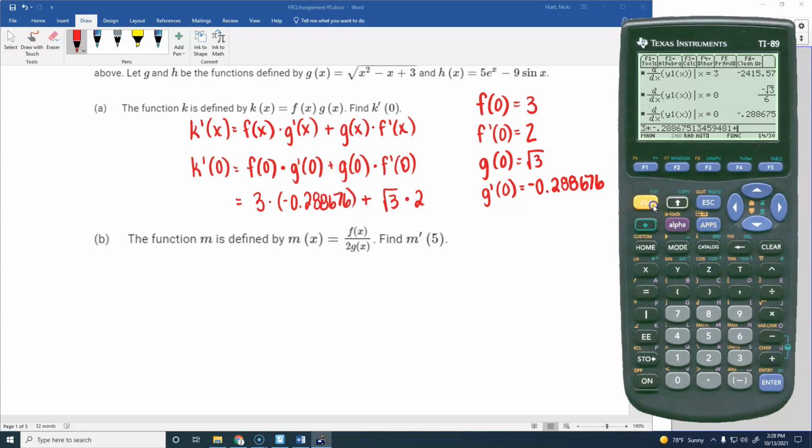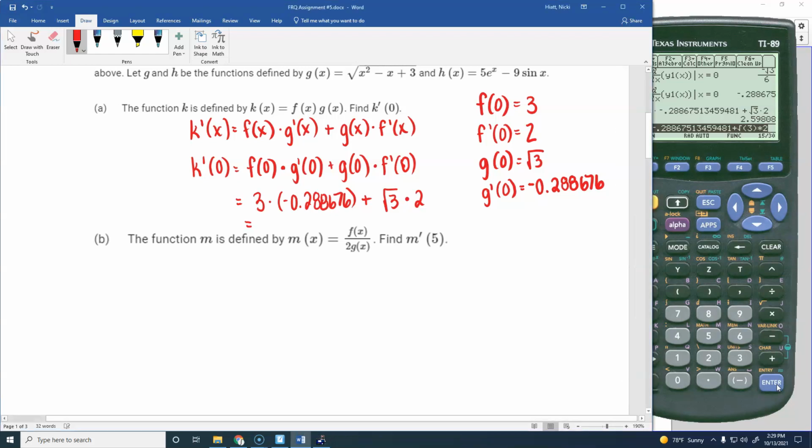Plus square root of 3 times 2. And so we are getting 2.598 if we round to 3 decimal places, or if you want to keep that whole decimal, that's fine too. You won't get the answer point if you do that.